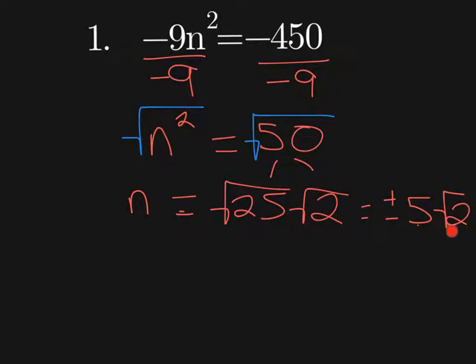Kept this there. Now, all we're required to do today is just write a decimal. So if I square root 50, I get plus or minus 7.1 approximately. So our answer is 7.1 and negative 7.1.